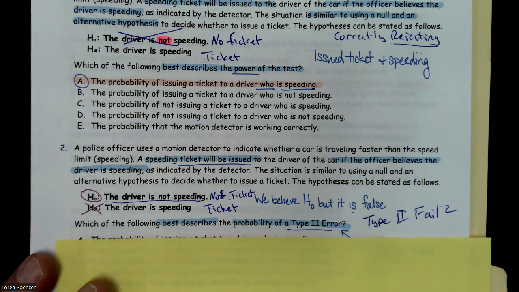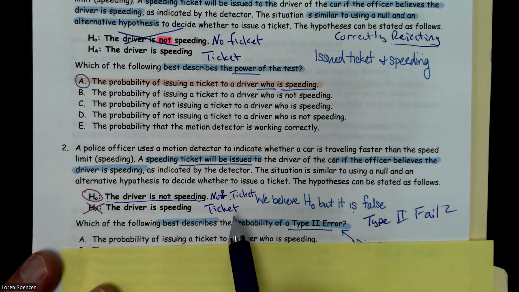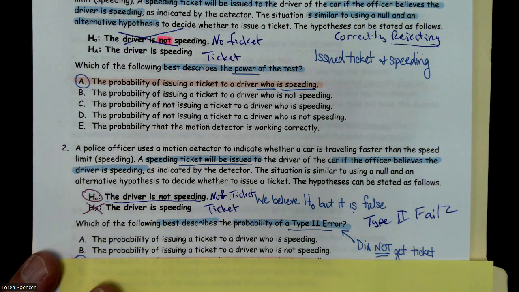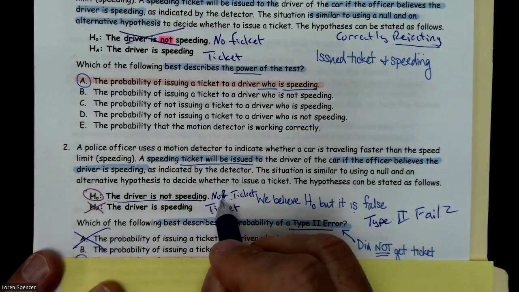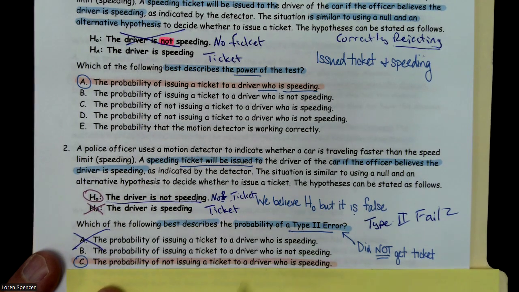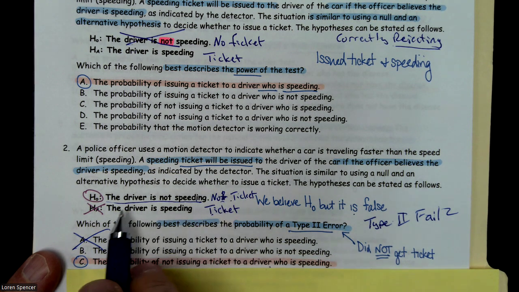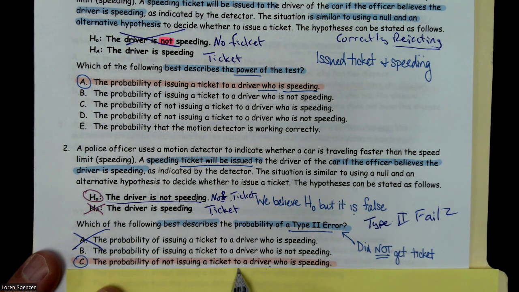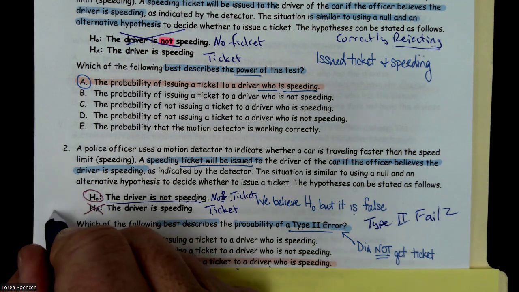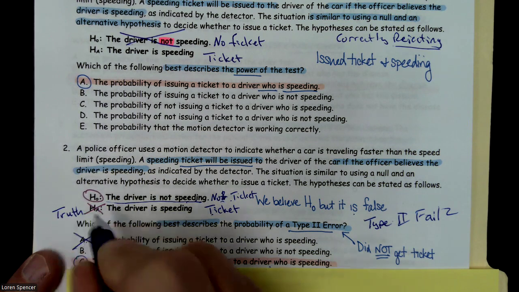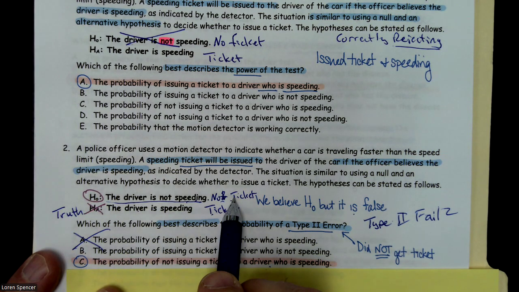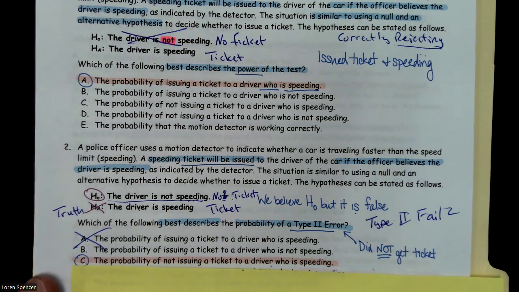So which of the following best describes it? The probability of issuing a ticket? No, we're not issuing a ticket because we believe that they're not speeding. The probability of issuing a ticket to someone who is not speeding? We're not issuing a ticket, so those are gone. The probability of not issuing a ticket to a driver who is speeding. Basically, we believe they're not speeding, but the truth is the driver is speeding, so they don't get a ticket. No ticket.